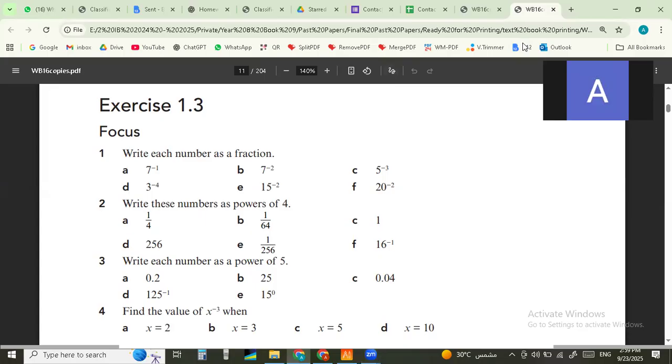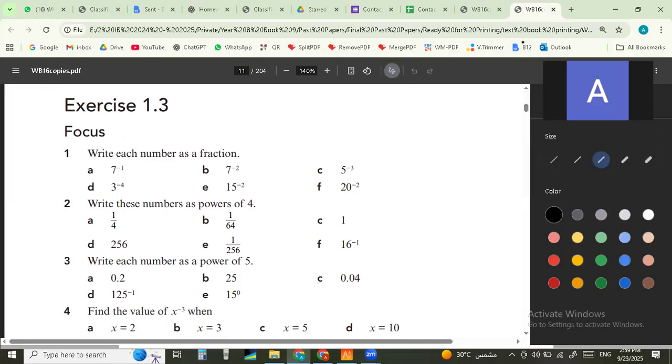And in today's video, we're going to discuss lesson 1.3 in Unit 1, the workbook stage 9, which is all about indices. So in the first question here, it says to write each number as a fraction. If it has a negative integer, that means you need to get the reciprocal of it. What's the meaning of reciprocal? It means that you flip it. So it's going to become 1 over 7 to the power of 1, which is just 1 over 7.